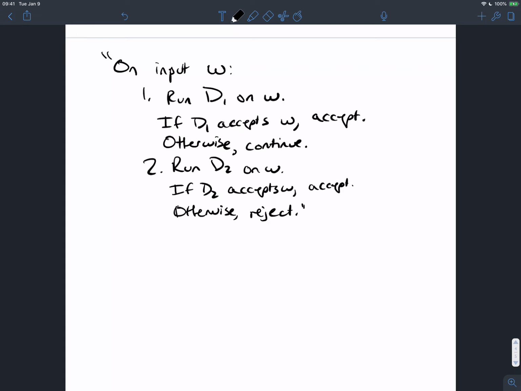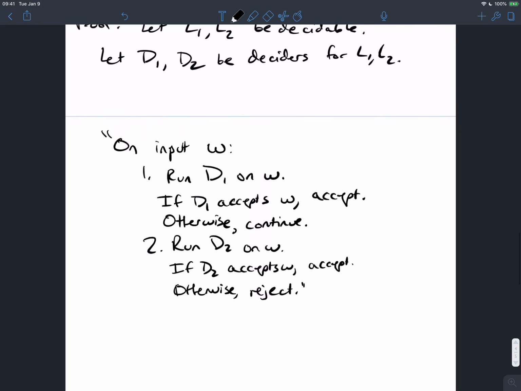What do you mean by deciders again? So a decider is a machine that always halts. A language is decidable if some decider has that language. Okay? So decider means a machine, decidable means a language. And how did you correlate that with the theorem of union and intersection?